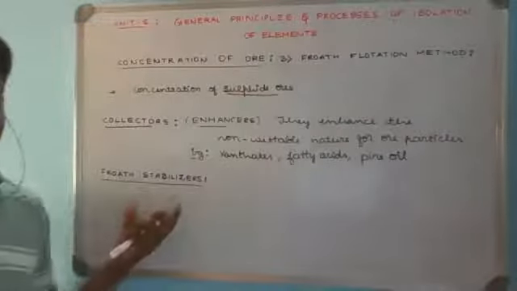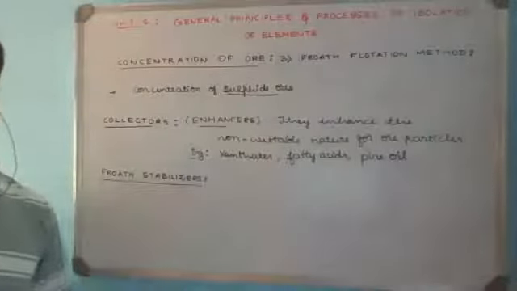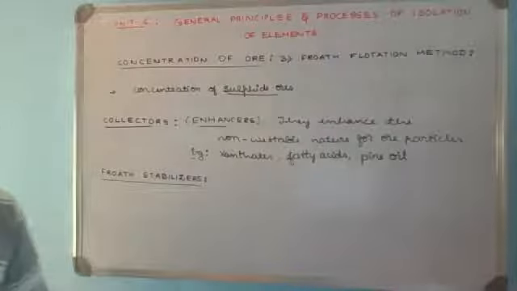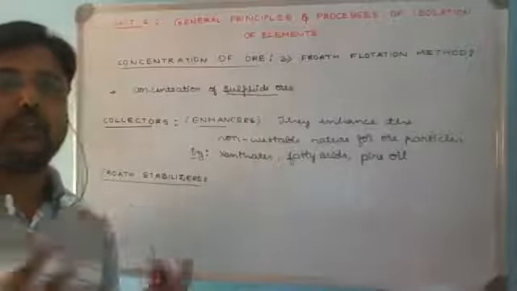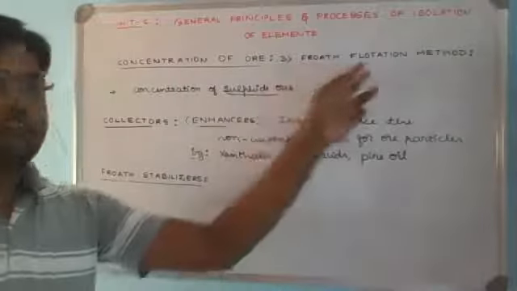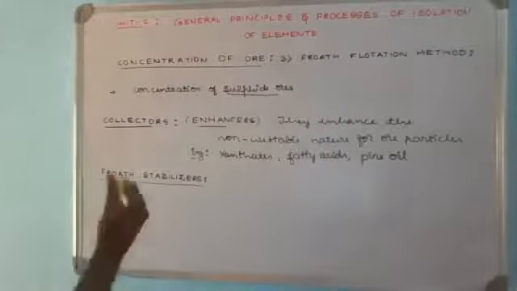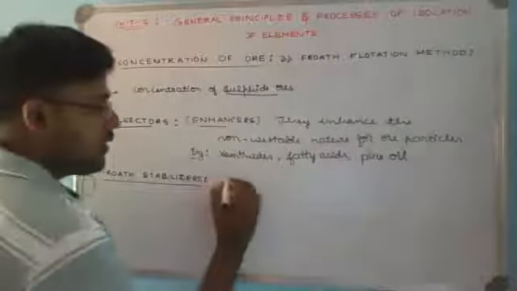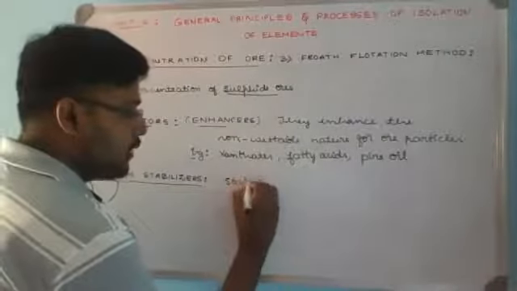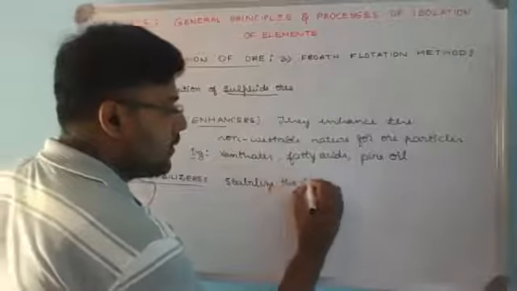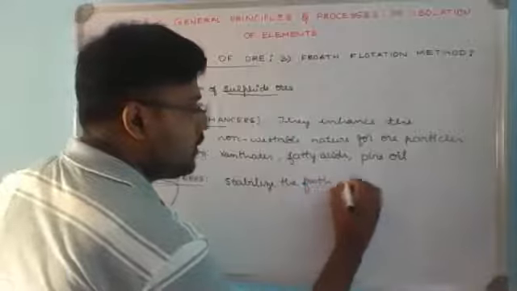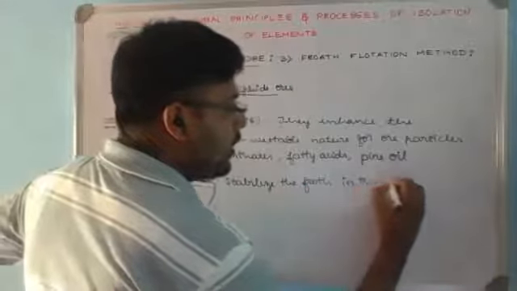The second chemical substance used in the method is froth stabilizers. As the name indicates, it gives stability to the froth. Now, what is the need of froth formed in the process, we'll learn with the method now. Froth stabilizers are those which stabilize the froth in the method or in the process.